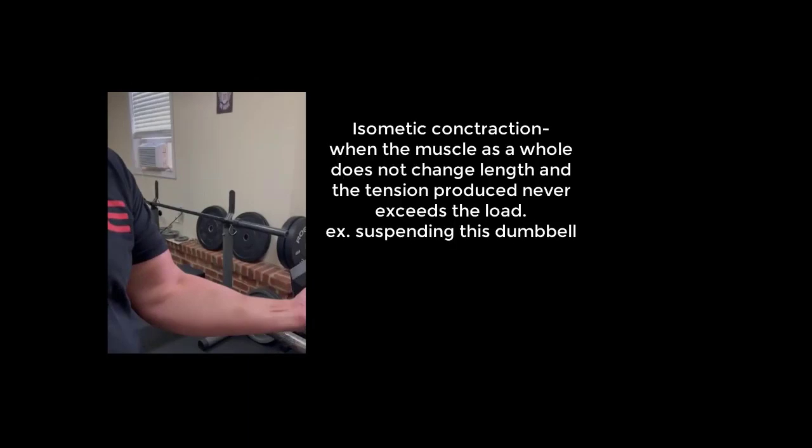Finally, we have isometric contractions. In isometric contractions, the muscle as a whole does not change length, and the tension produced never exceeds the load. Notice that when you perform an isometric contraction, the contracting muscle bulges, but not as much as it does during an isotonic contraction.